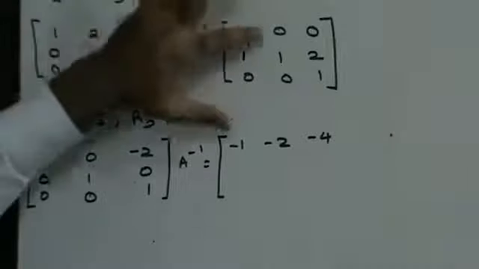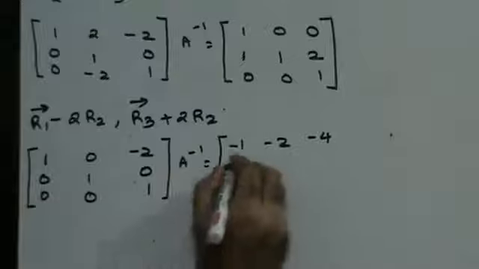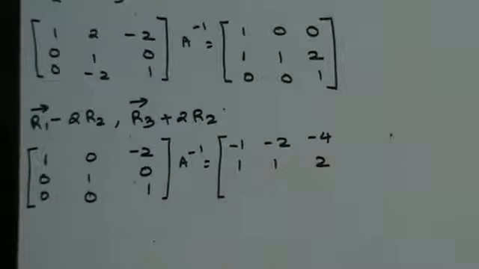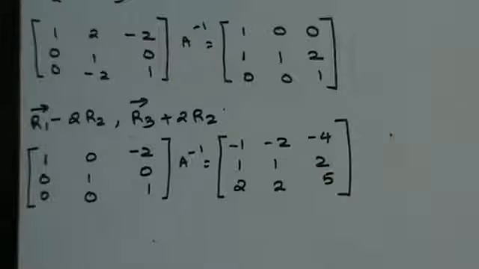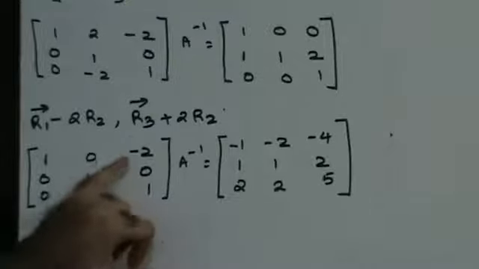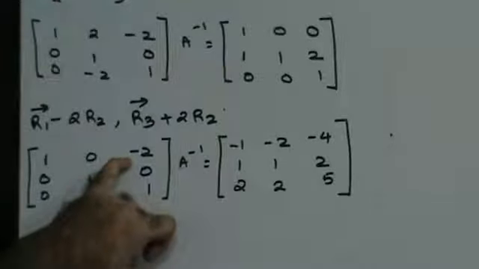R1 minus 2 R2, same thing. You have to be a little good with your oral maths. Then 0 plus 2, 2, 0 plus 2, 2, 1 plus 4, 5. Now, the number in position 9 should be 1. The number in position 9 is already 1. Now, the numbers in position 7 and 8 have to be 0. Out of which 8 is already 0, I want to convert this number into 0.